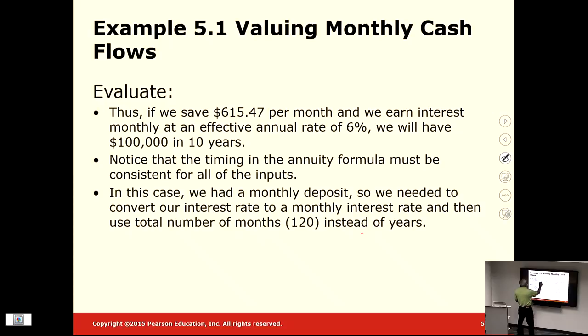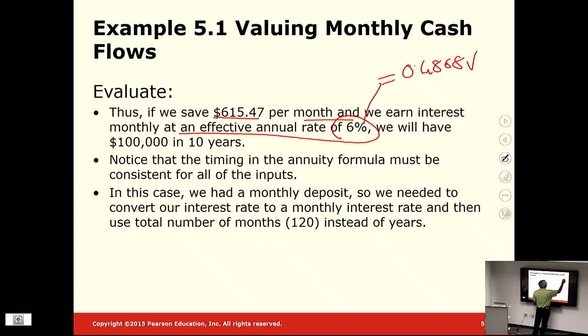Okay, so if we save 615.47 per month and we earn an effective annual rate of 6%, which is the key part over here, it is equivalent to 0.4868% per month, then we will have $100,000 saved in 10 years.